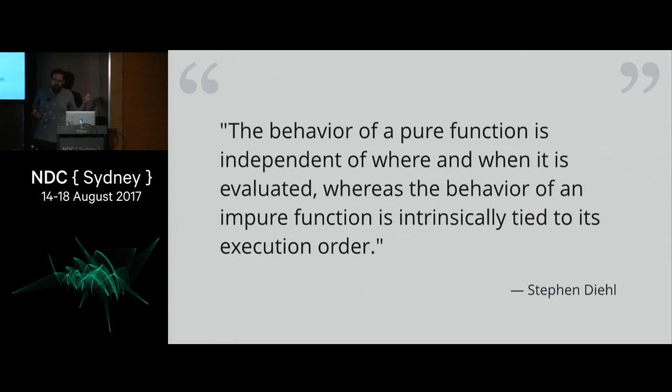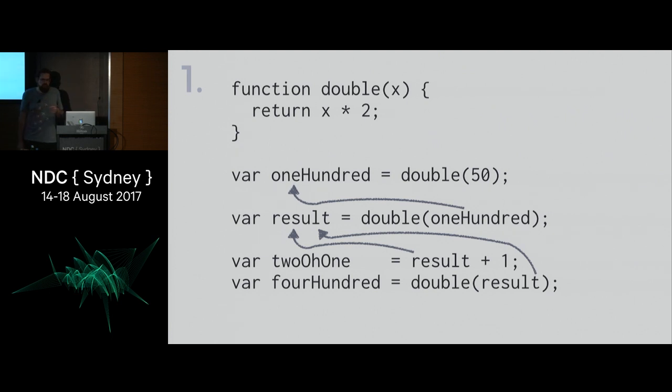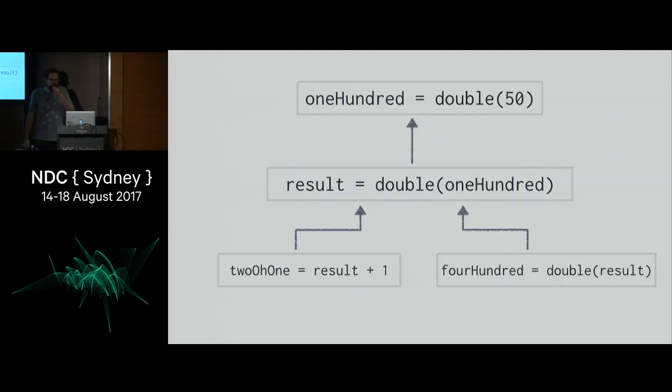So if we take our existing code and just expand it a little bit, it's almost like we've got sort of this dependency graph of things used. So if 201 here depends on the result being calculated, and 400 depends on this result being calculated, and in turn, result depends on 100 being calculated, and so on and so on. So we end up with a tree that kind of looks like this.